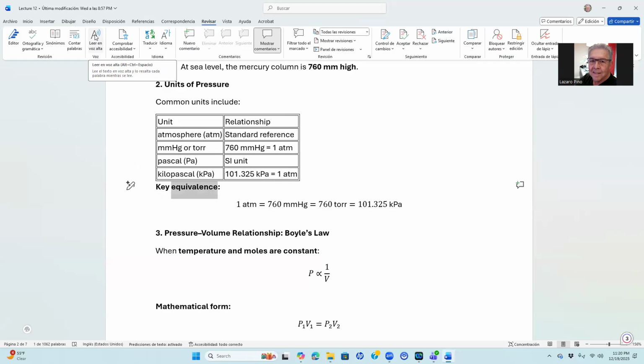Key equivalence. 1 atmosphere is equal to 760 millimeters of mercury, which is equal to 760 torr, and is equal to 101.325 kilopascals.